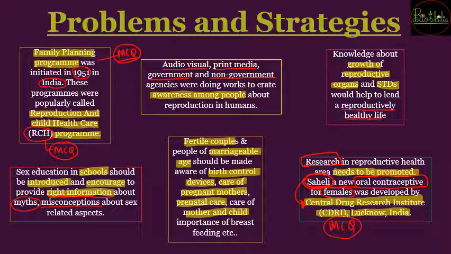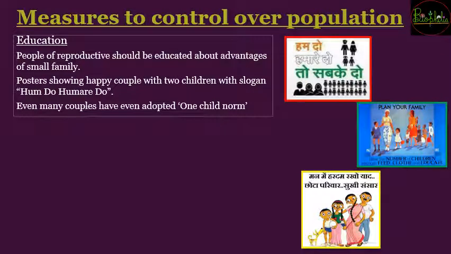So those were some of the problems and strategies that were introduced to you with this slide. Next, there were some measures taken to control the population. Population after independence was growing at a very high rate. So it was very necessary that some measures be taken to control the overpopulation.